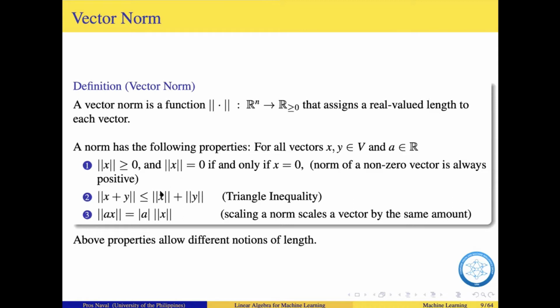Then we have the triangle inequality. So the norm must obey this inequality. This means that the norm of the sum of vectors x and y is less than or equal to the sum of the norms of the two vectors. The third property tells us that scaling a vector scales the vector norm by the same amount.